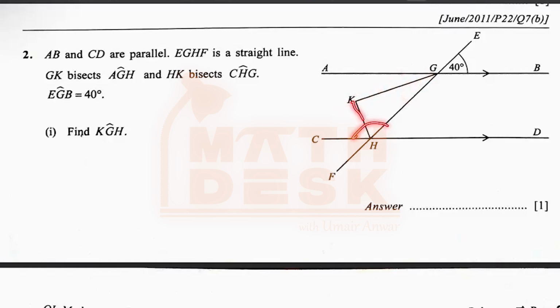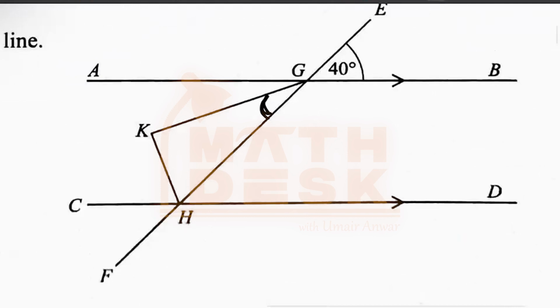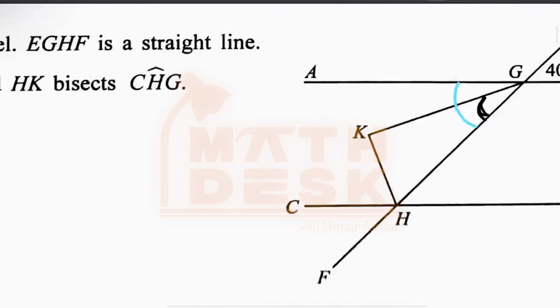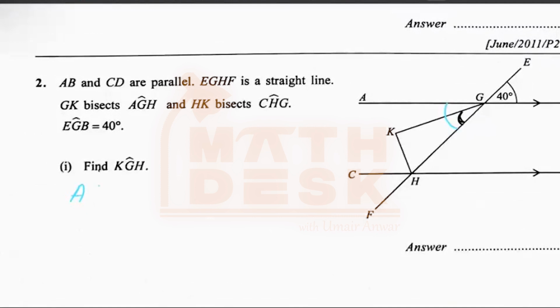Find KGH. KGH means we need to find out this angle. Now to find out this angle, we can see that the whole of this angle should be equal to 40 degrees. So I'm writing angle AGH is equal to 40 degrees. And the reason is these are vertically opposite angles. So they would be equal to each other.